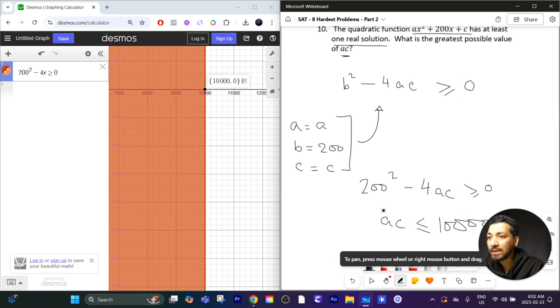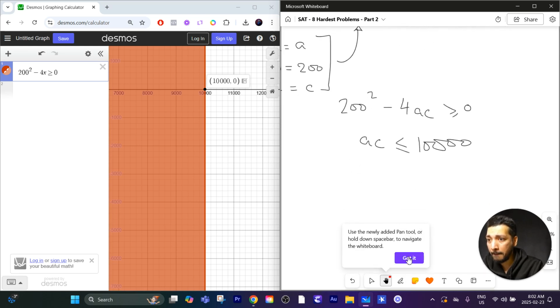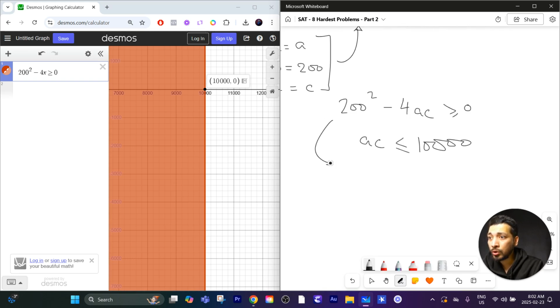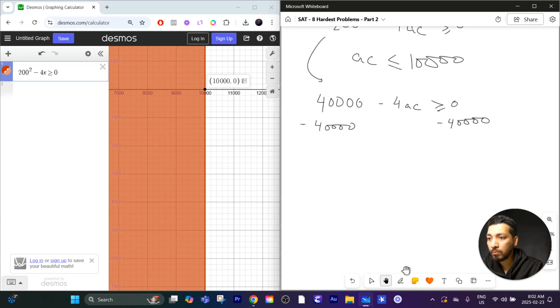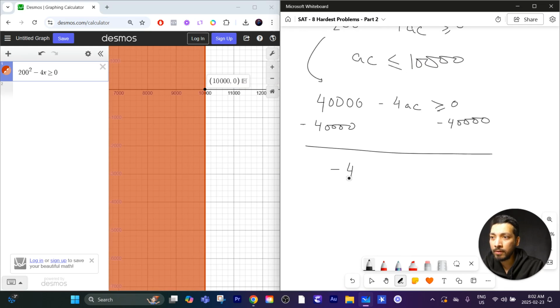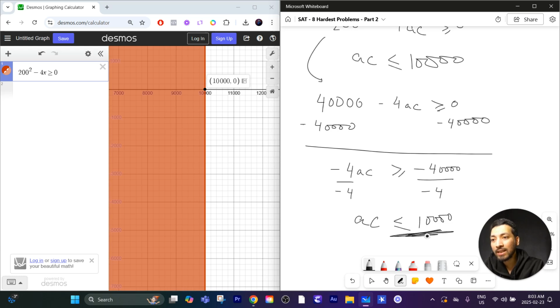That's the greatest possible value you can find. Now, if you want to solve it mathematically, let's see how we can do it. So 200 squared is 40,000, minus 4AC, greater than or equal to 0. Subtract 40,000 from both sides. We have negative 4AC greater than or equal to negative 40,000. Divide both sides by negative 4. And since you're dividing by a negative number, the inequality sign will flip. Keep this strategy in mind. AC is less than or equal to 10,000. So that is the greatest possible value of AC.